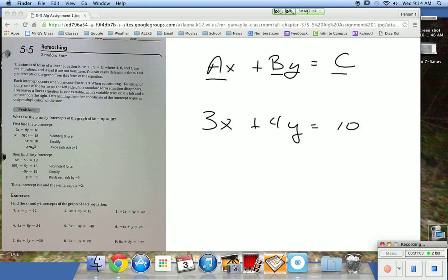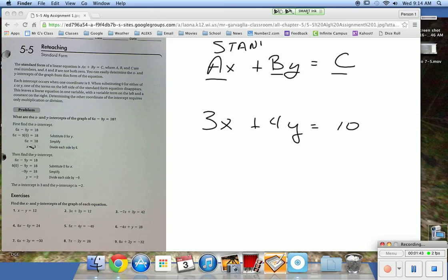Everything we've learned so far has been like the slope-intercept form, y equals mx plus b, and y minus y1 equals m times x minus x1. What formula is that? You guys remember that? Point-slope. So this is the last one. This is just the standard form.